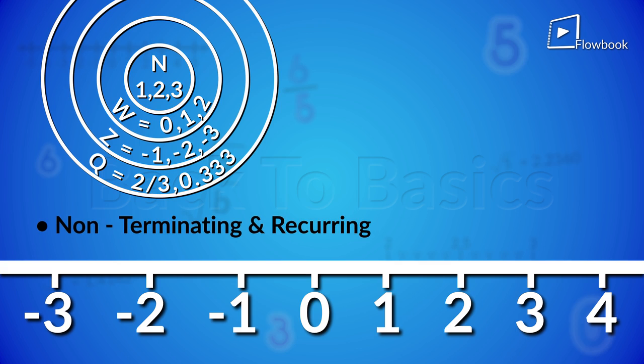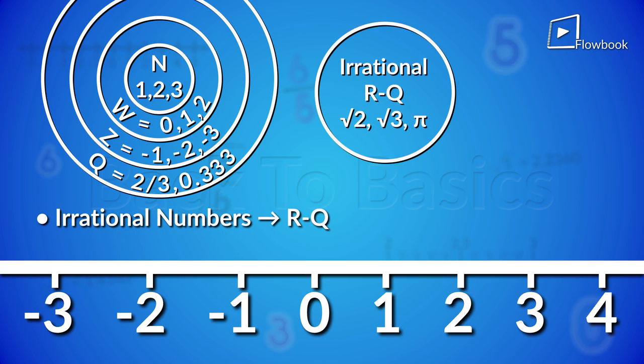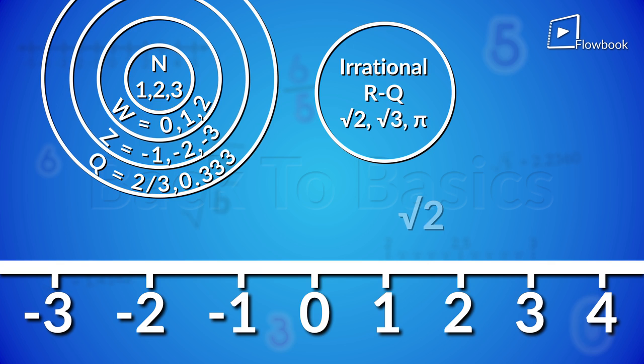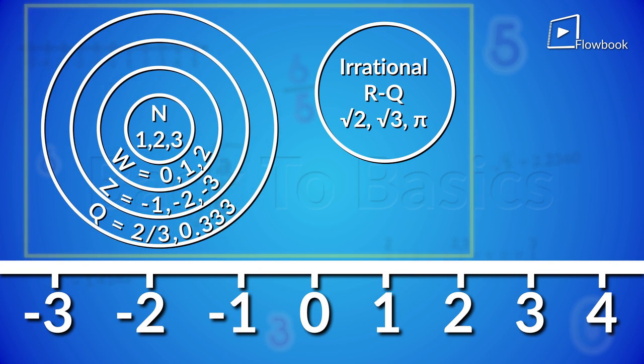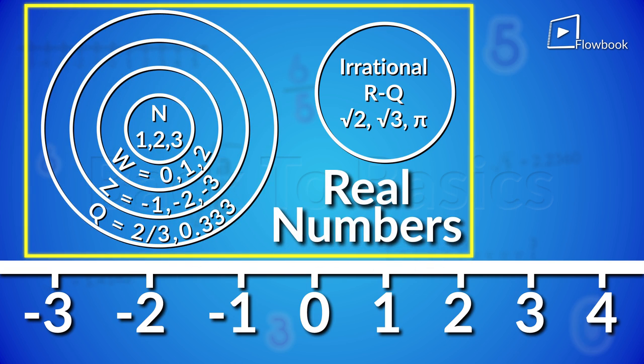Irrational numbers, or R minus Q, on the other hand, are those numbers which can't be written in p by q form and are also non-terminating, non-recurring types of numbers. These are your numbers such as √2, √3, and even pi. All these types of numbers combined are what form your real numbers. Again, there are infinite numbers of each type which all add up to our infinite real numbers.